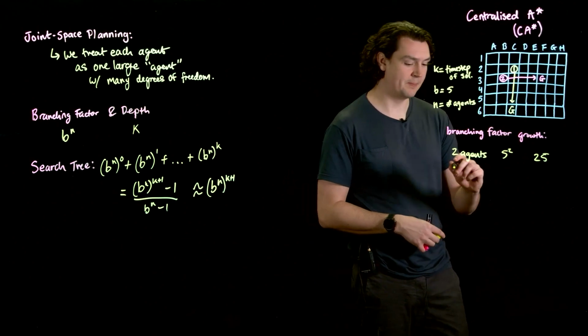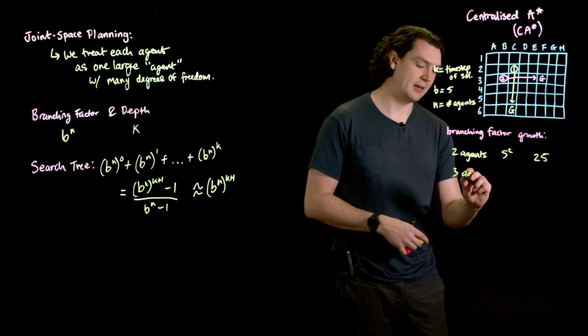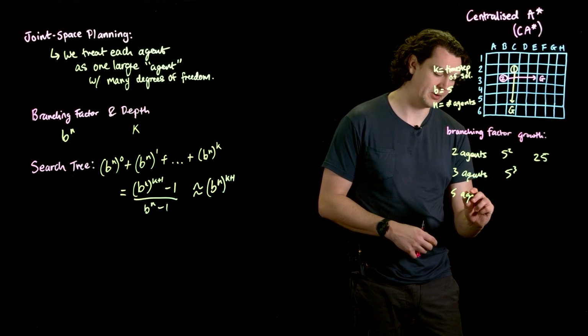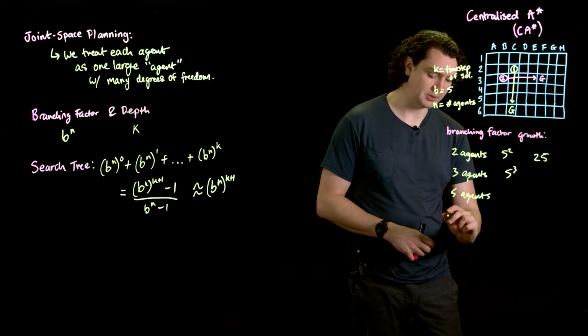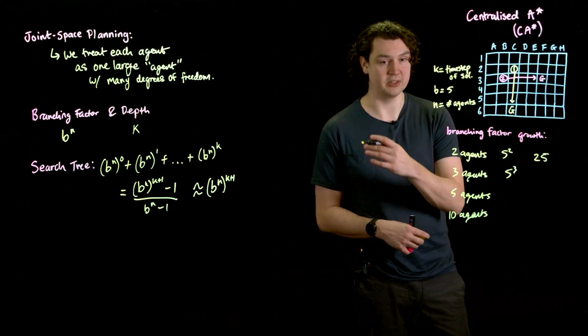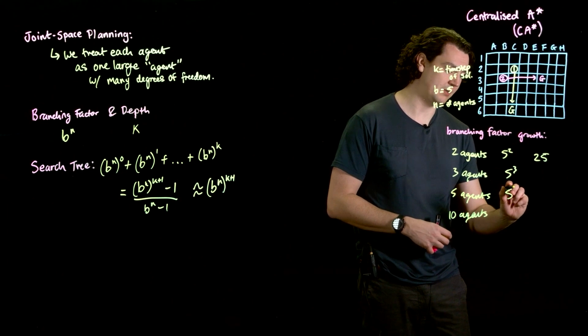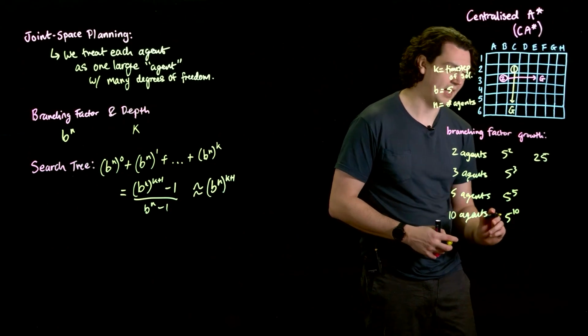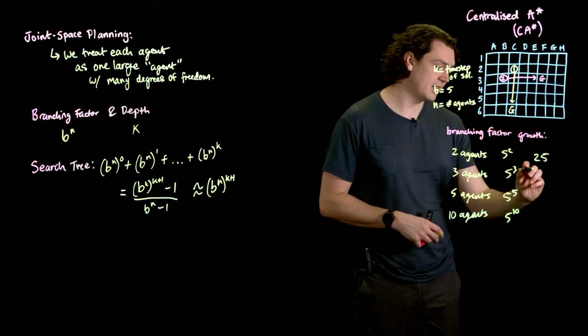Starting off strong. Then we're going to have 3 agents, which is 5 cubed. I'm going to start showing just some discretized ones. We'll jump to 5, and then we'll jump to 10, just to kind of show you how this progresses. So of course, 5 to the 5, and then also 5 to the 10, okay? So let's look at how the numbers grow.